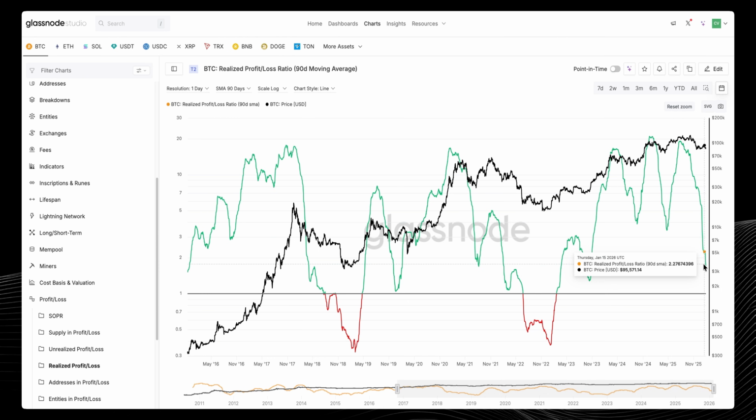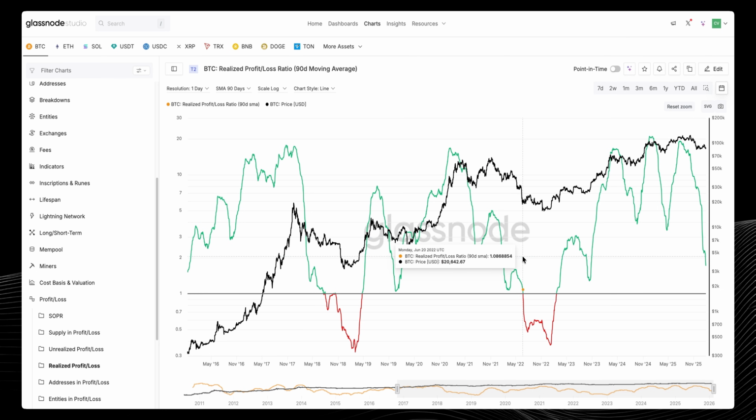Currently, we are experiencing a structure very similar to what we saw back in February 2022 or April 2018, where this indicator is between 1 and 2. When we are in this range, for every dollar of realized loss, there is $1 to $2 of realized profit.